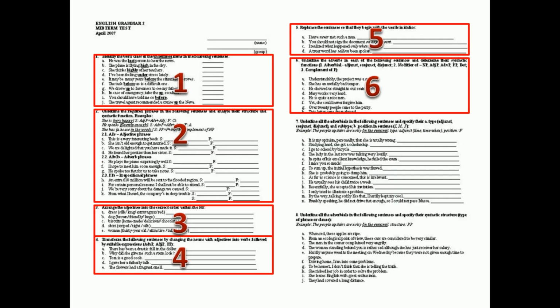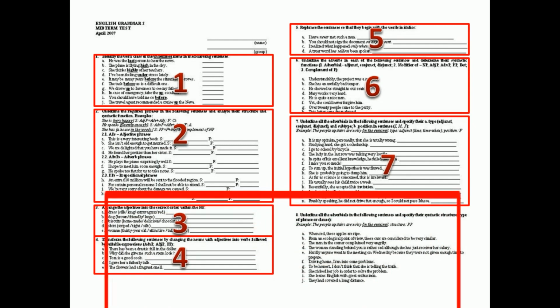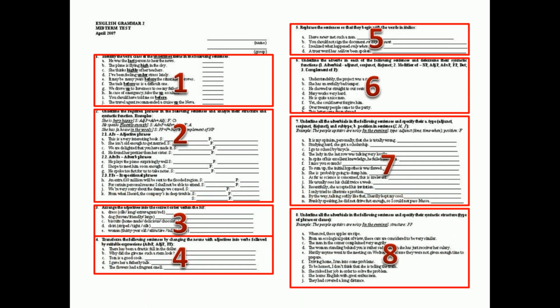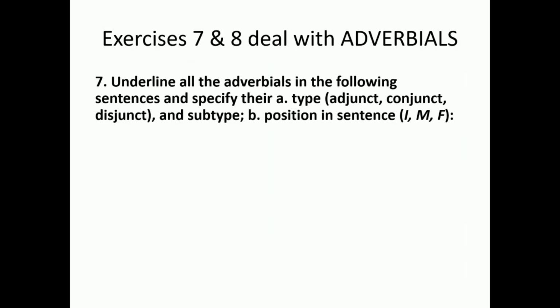And that's it. The seventh and the eighth exercise we already did in Google Meet sessions, and you'll have keys to exactly the same kinds of exercises in your PDFs on the course site. So in the seventh one, you do everything. You determine the type of the adverbial, adjunct. So it's about adverbials, not adverbs, adverbials. Adjunct, conjunct, disjunct, plus subtype and position in the sentence, but initial, medial, final.